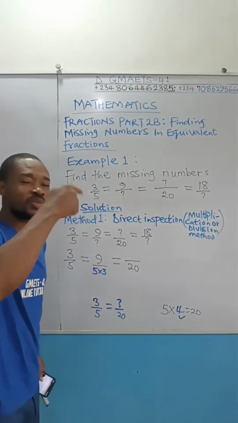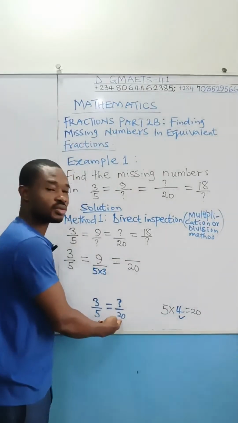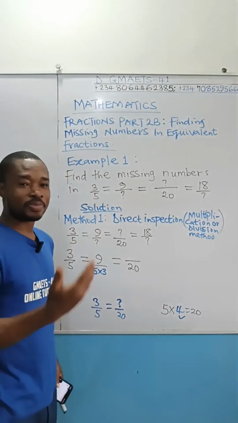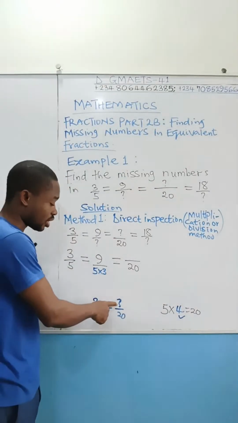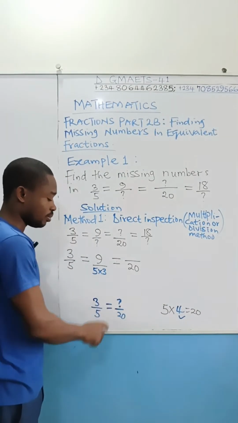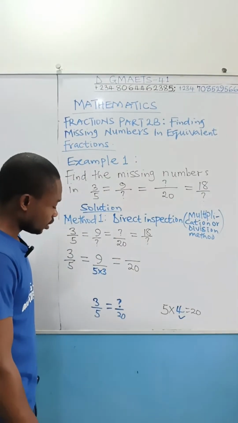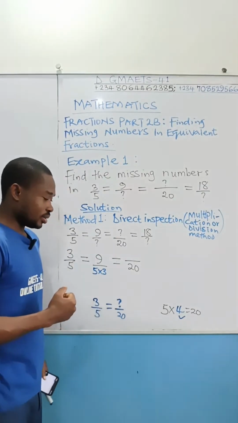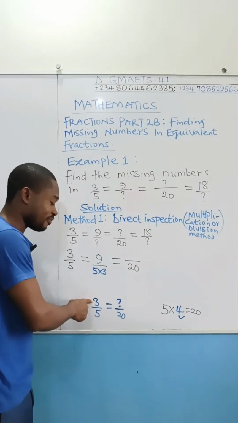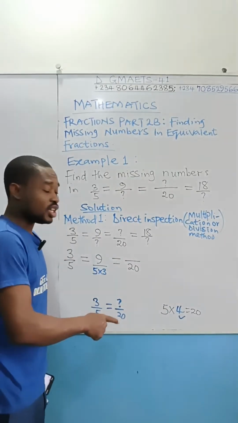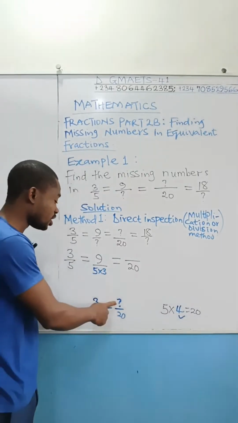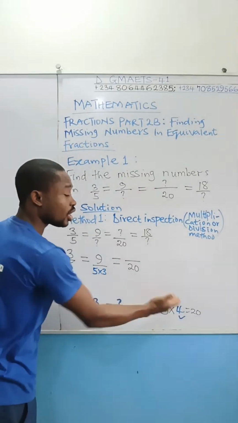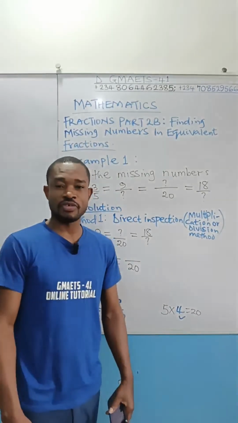5 times which number will give you this? Once you know that number, your problem is solved. It means you're going to use that number to multiply this numerator to get this missing number. Now, if you multiply 3 by 4, 3 times 4 will give you 12. It simply means that the missing number here is 12, and we obtain it by doing 3 times 4. I've shown you how we got to know that you are using 4 to multiply.